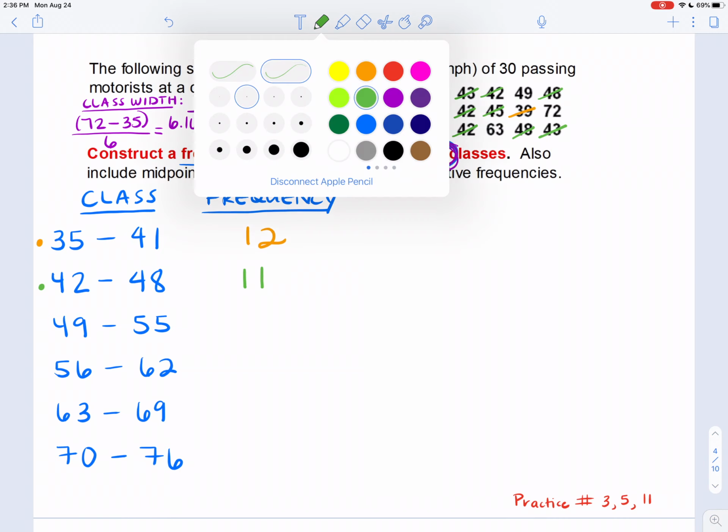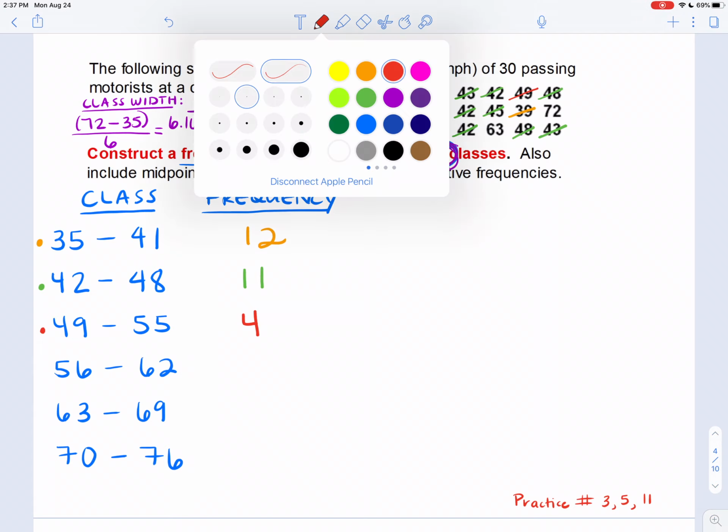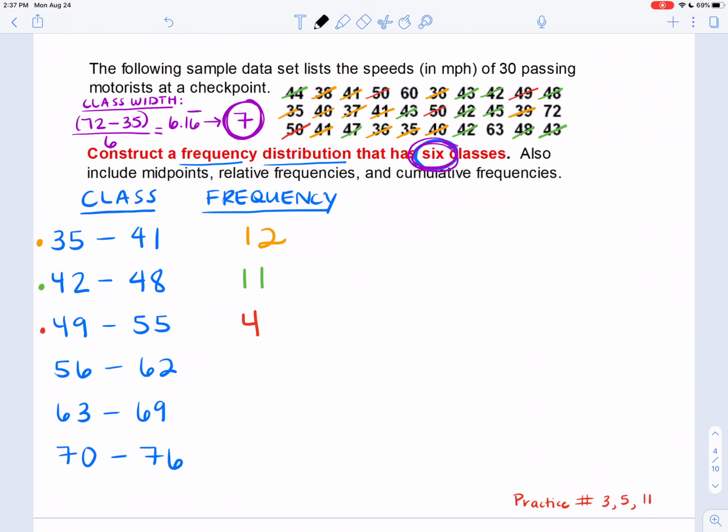All right, and then I'm just going to finish this out. So 49 to 55, looking at what's remaining, I've got 1, 2, 3, 4, right? So my frequency there would be 4. And then my last 3 classes here, if you look at the remaining values, they're only going to have 1 value in each. So from 56 to 62, I'm going to have only the 60. And then from 63 to 69, I'm going to have only the 63.